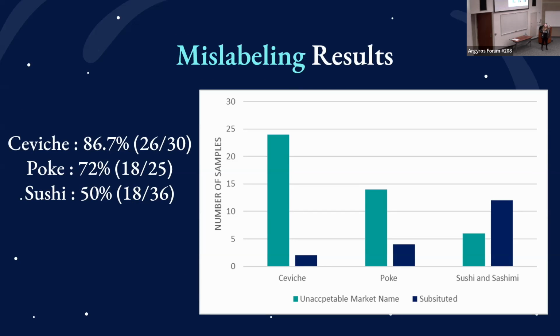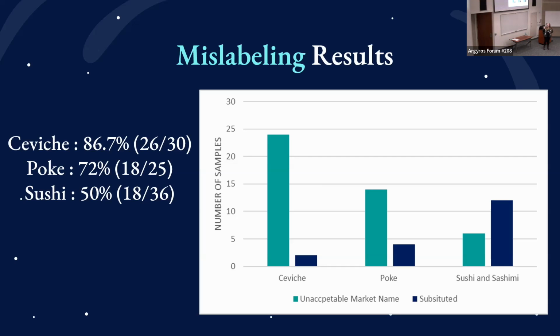86.7% of our ceviche samples were mislabeled. As you can see, the unacceptable market name comes mostly from the fish samples that we got, because they didn't say what fish species it was, so we couldn't say what it actually was. Then 72% of our poke samples were mislabeled. This mainly came from that salmon that I was talking about earlier. And then 50% of our sushi samples were mislabeled, and this comes from yellowtail sushi.